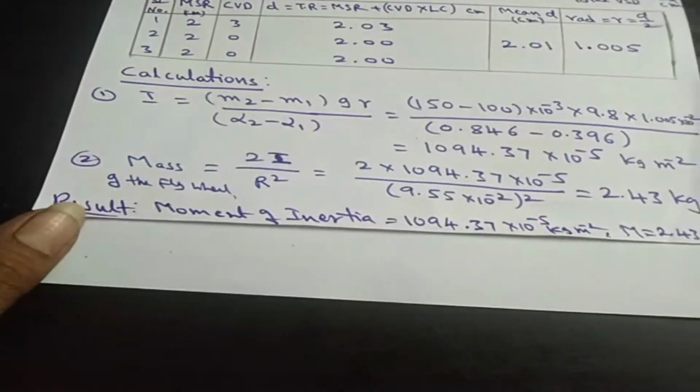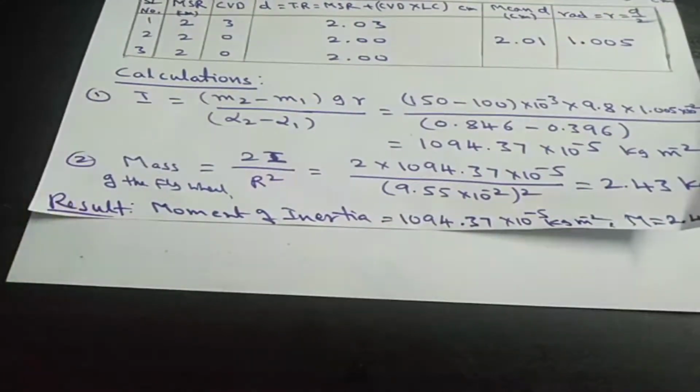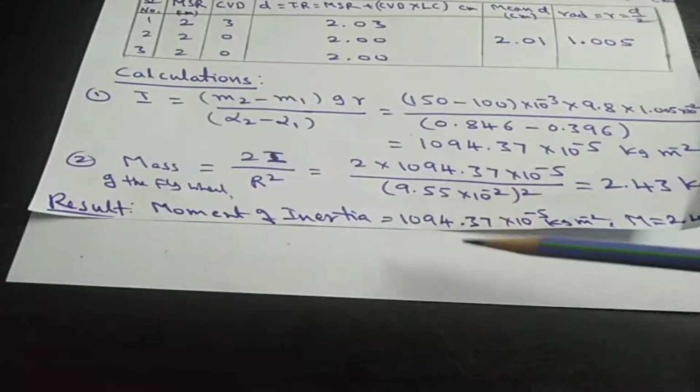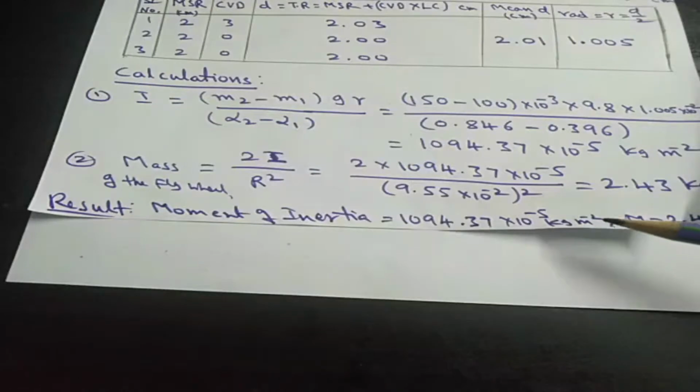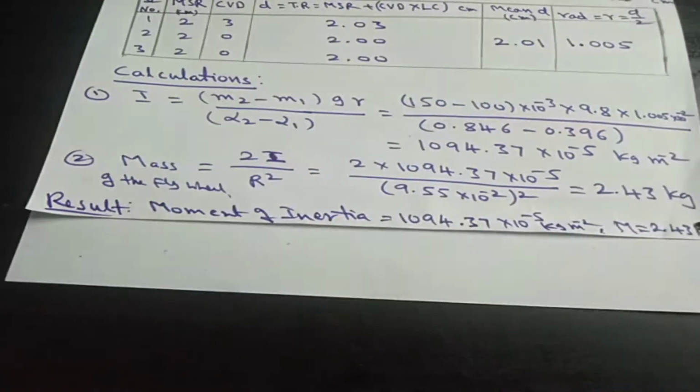So you can say in the result part, the moment of inertia of the flywheel is 1094.37 into 10 to the power of minus 5 kg meter square, and the mass of the flywheel is obtained as 2.43 kg in the experiment.